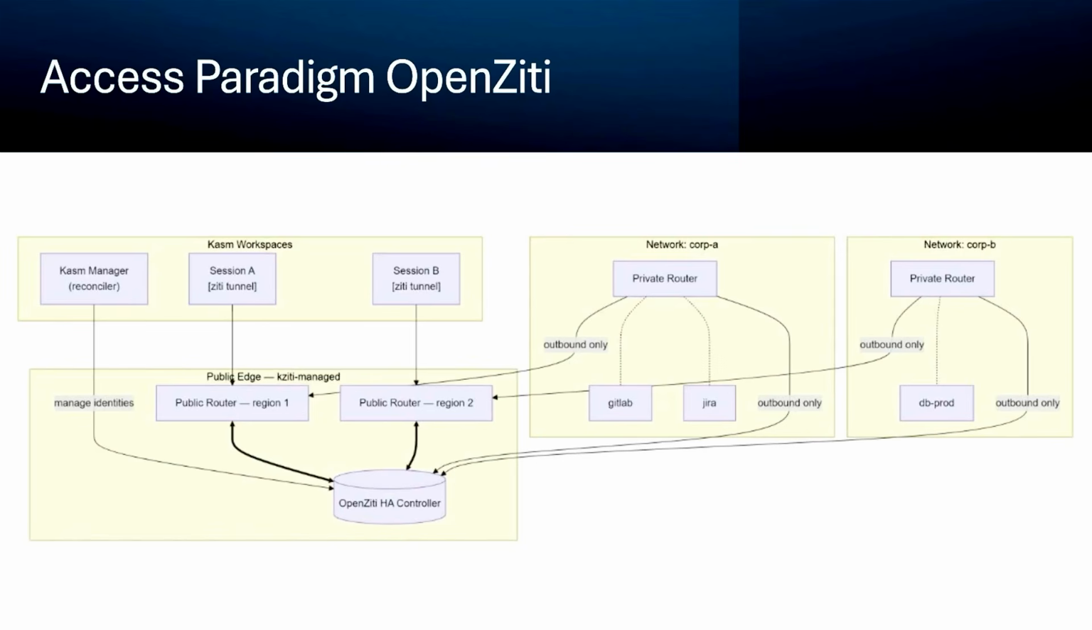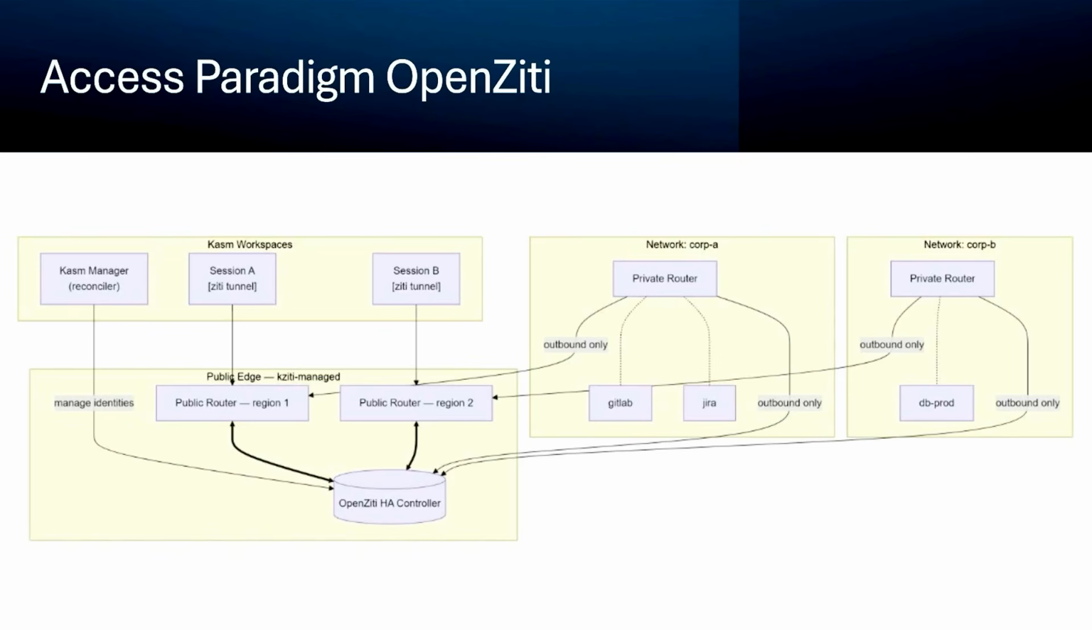Edge routers are the data plane. There are two flavors, public routers and private routers, and they have very different jobs. Public routers sit at the edge of your infrastructure, in a cloud region, in a DMZ, or both. They accept inbound connections from clients. Kasm sessions connect to a public router to get into the fabric. External users running the OpenZiti Edge tunnel on their own device also connect through the public routers. These routers carry traffic, but they don't host services.